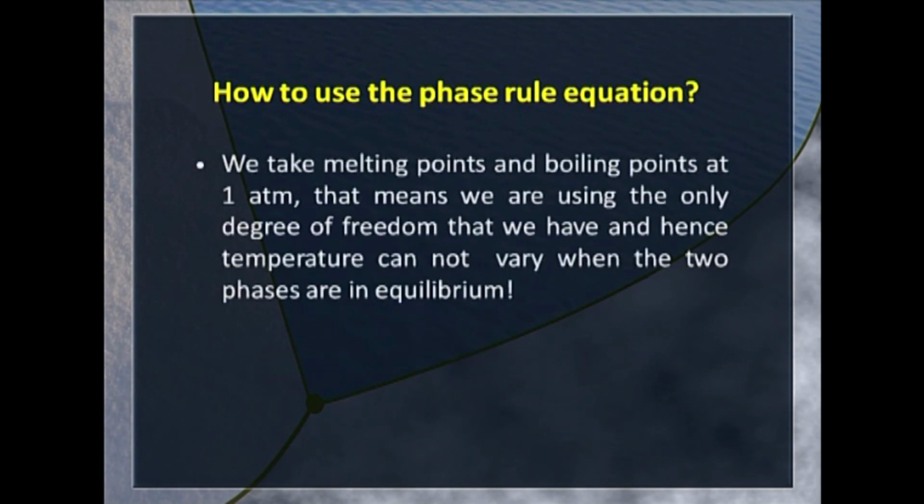What do we do? We take the melting point and boiling points at 1 atmosphere. That means the 1 degree of freedom that we had, we have utilized in fixing the pressure at 1 atmosphere. We are left with no degree of freedom. Therefore, the temperature cannot vary as long as the 2 phases coexist in equilibrium. Therefore, whenever we take the melting points, we must remember that if the compound shows a sharp melting point, it is pure.